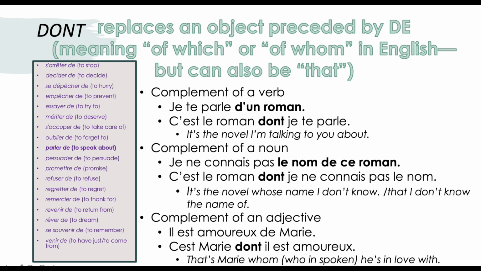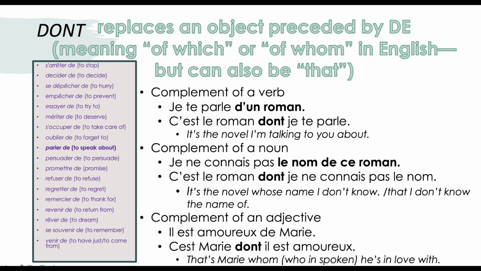Now, dont is probably the most difficult one for English speakers because it reminds us of a more formal English, because we often translate it as of which, or of whom, which we don't say as often in spoken English, of course. But the main idea there is that dont is going to replace an object that is preceded by de, and that's going to happen a lot with our verbs on the left, those verbs that take the preposition de that I gave you in a homework as well.